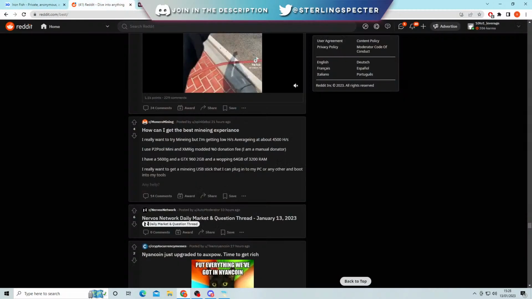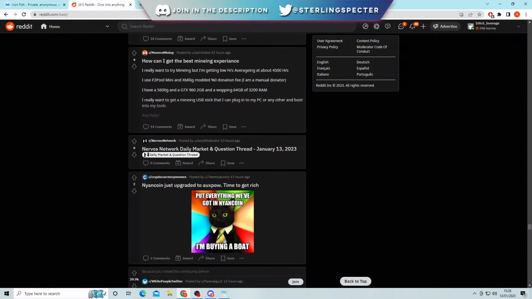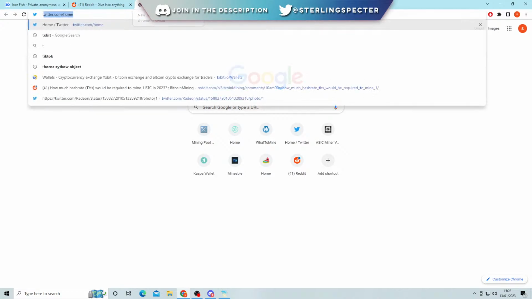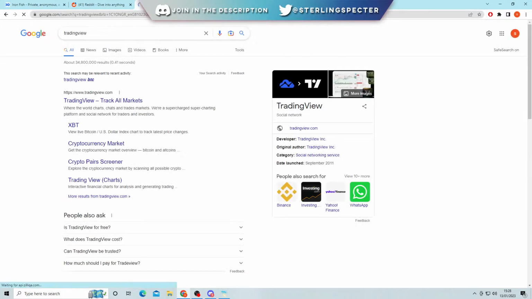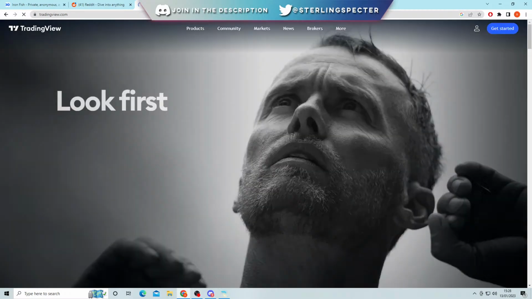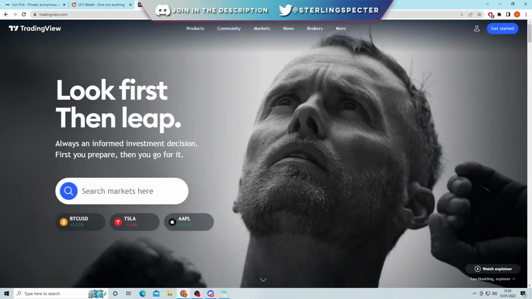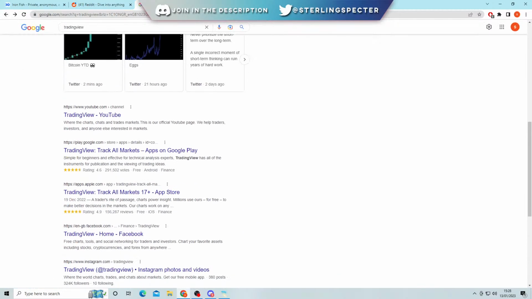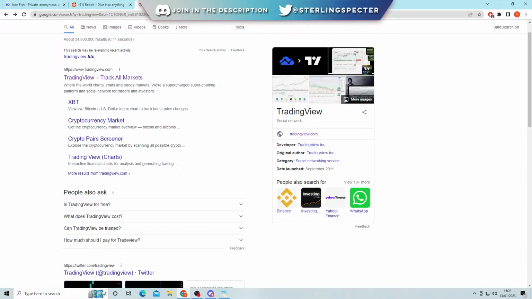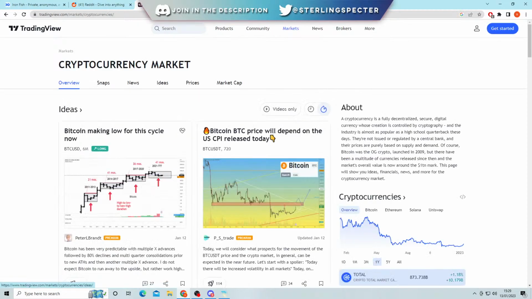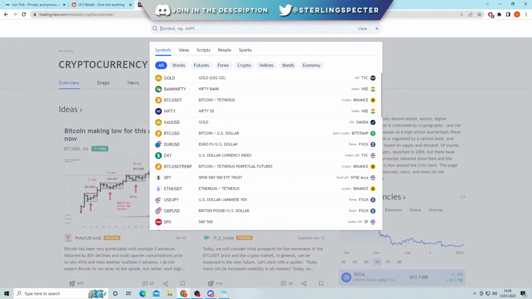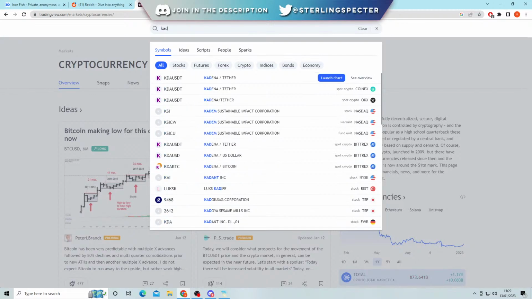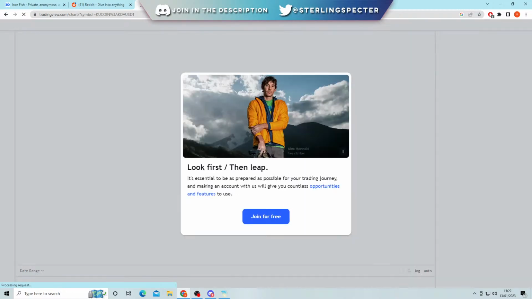Okay, so whatever. Let's get off this. How can I get the best mining experience? Actually, I wanted to look at Kadena. TradingView. Search markets. Right, why is it giving me this one and not the one that I was just on? Cryptocurrency market. Okay, here we go. What am I typing in? Kadena. Let's just go Kadena to USDT.